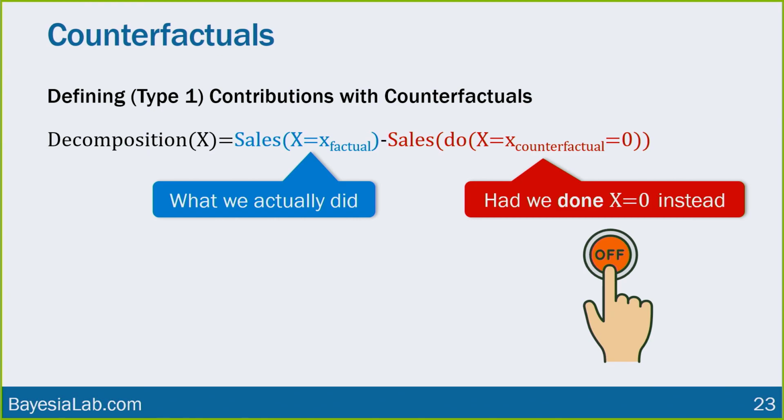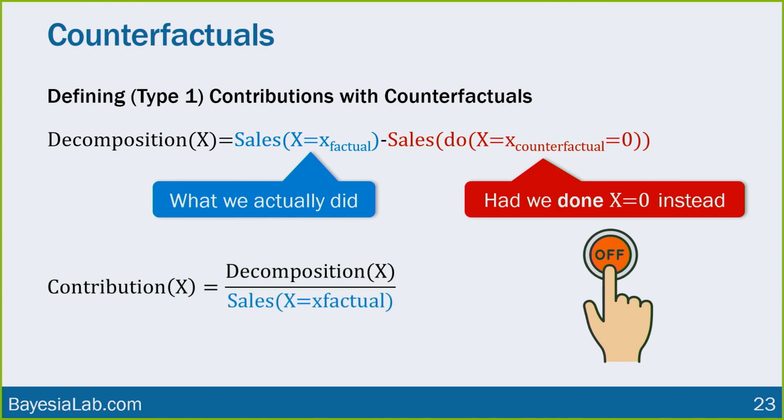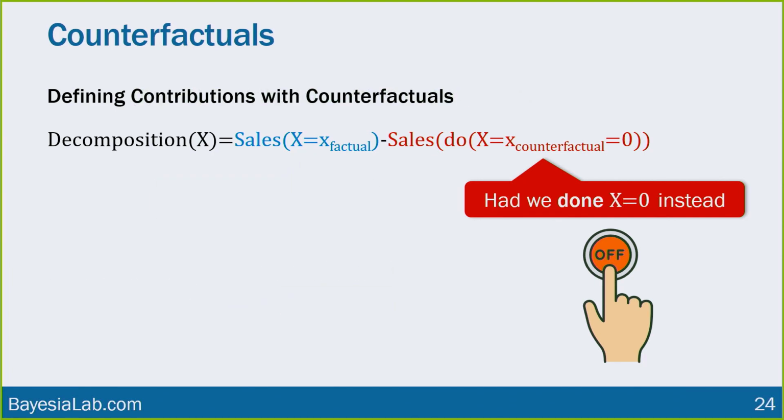And so with this decomposition now, we can divide decomposition by the actual sales. And with that, we arrive at the contribution as a percentage of the overall outcome. Now, what I need to stress here is this is what we will call the type 1 contribution. Later on, we will also talk about a type 2 contribution, etc. So there are many angles to this. But for now, this gives you a basic sense of what we're talking about in terms of contribution.